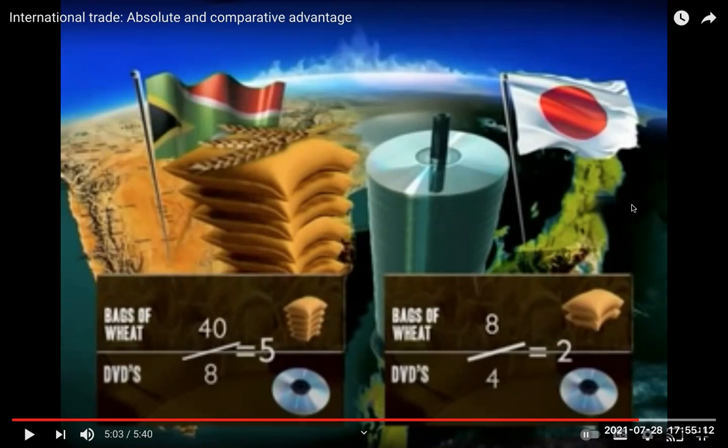The math is in front of you. 5, sir. 5, right? And how many bags of wheat would it cost Japan to produce one DVD? It would be 2. No, how many bags of wheat would it cost South Africa to produce one DVD? Oh, South Africa. Right. Japan. How many bags of wheat would it cost Japan to produce one DVD?